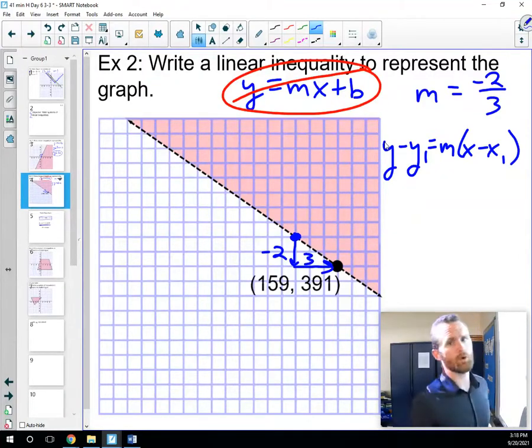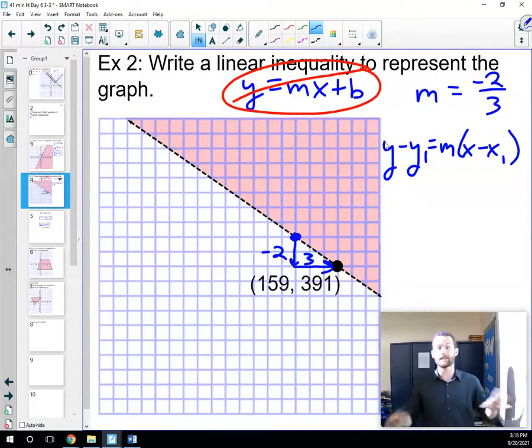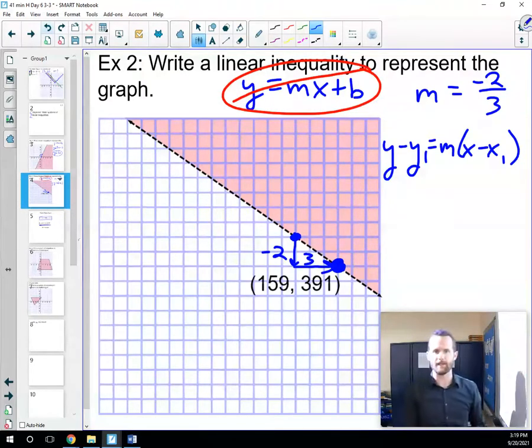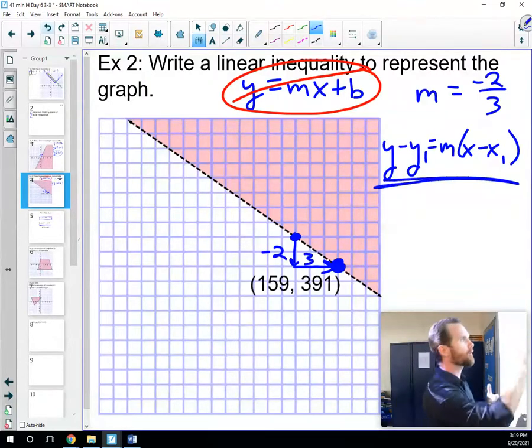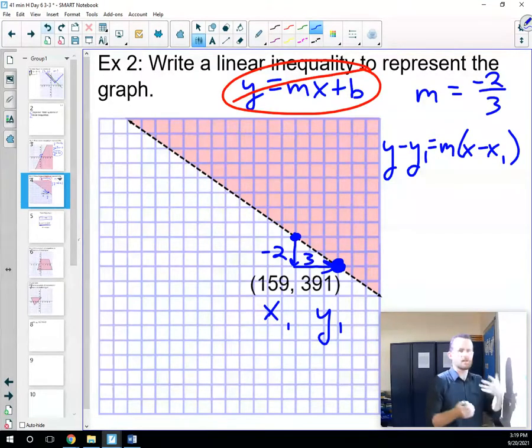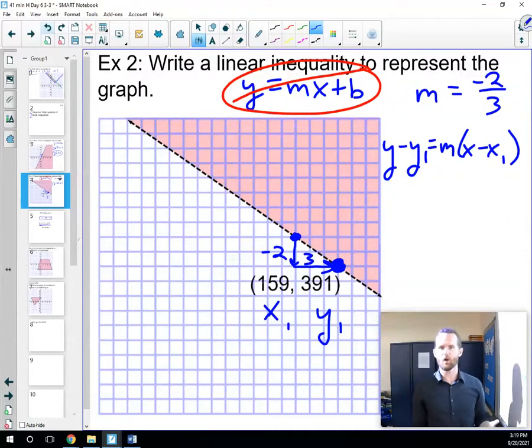Now, the big advantage of point-slope form is we can have any point at all. So this point right here, (159, 391), which was pretty much useless when we were trying to use y equals mx plus b, it didn't help at all, or barely at all. If we're using point-slope form, that's just our x1 and our y1. All of a sudden, this point becomes something we can just plug right into our equation.